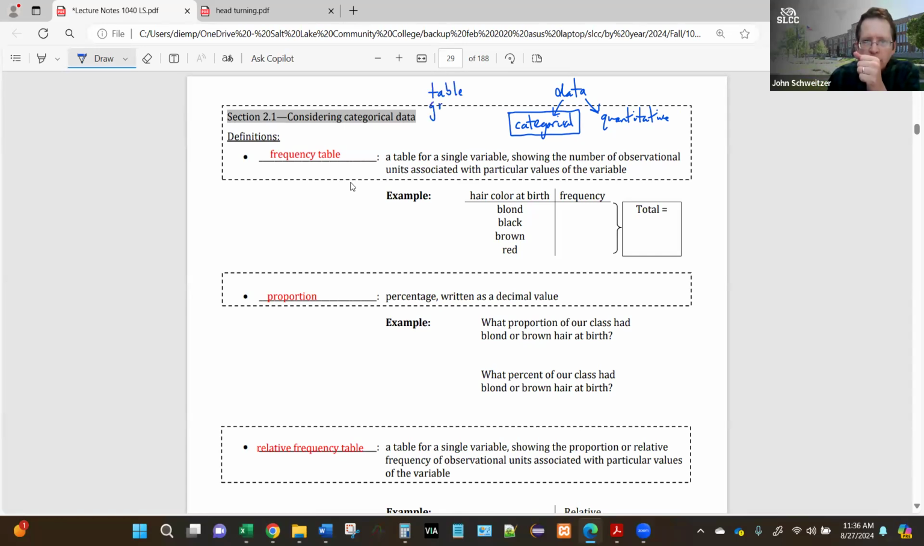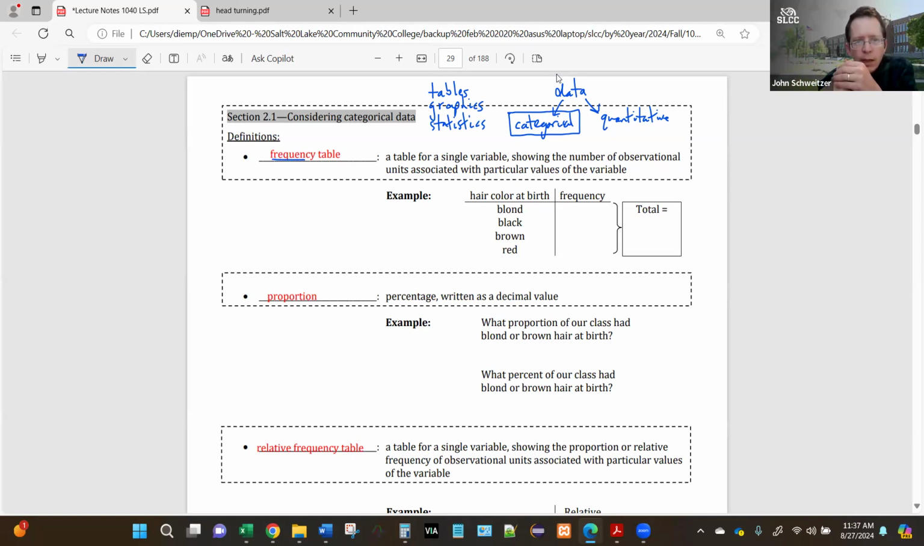Okay, so when we're working with categorical data, we have tables that we use. We have graphics, and we have statistics. So we have tables, graphics, and statistics. A statistic, of course, is a numerical summary, right? A graphic is a picture, some kind of picture, and then a table, imagine like a spreadsheet with columns and rows in it.